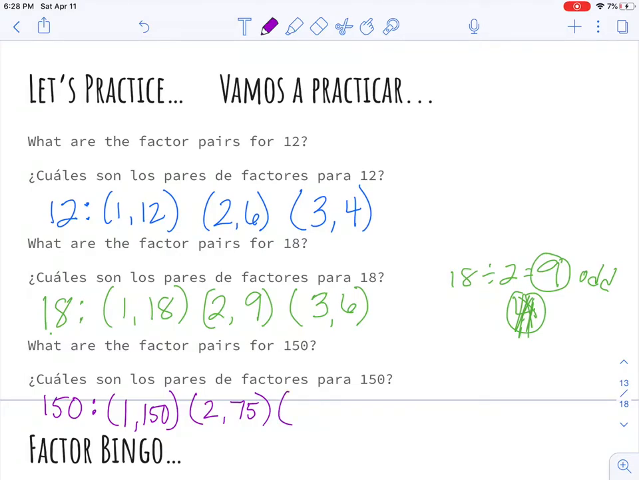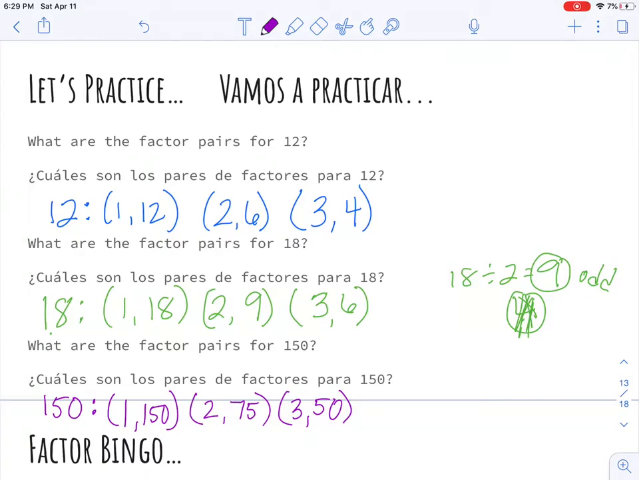All right, then I can go to 3. Now, if I add up the digits and I get a multiple of 3, then I can divide by 3. So 150 would be 1 plus 5 plus 0, which is 6. So I can divide by 3. So it would be 3 times 50.